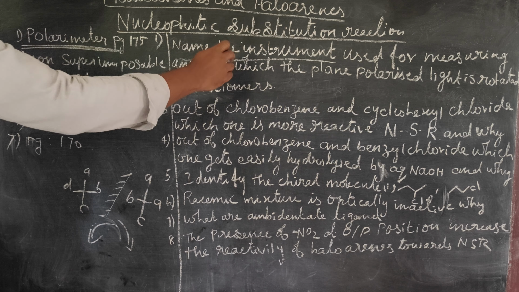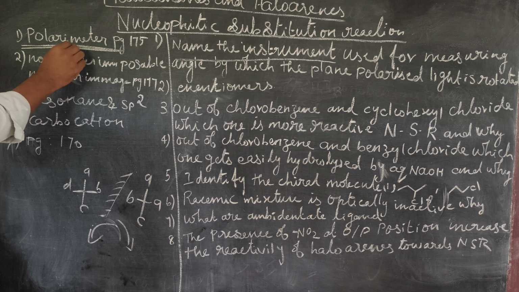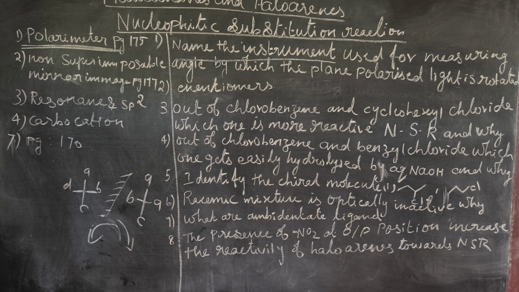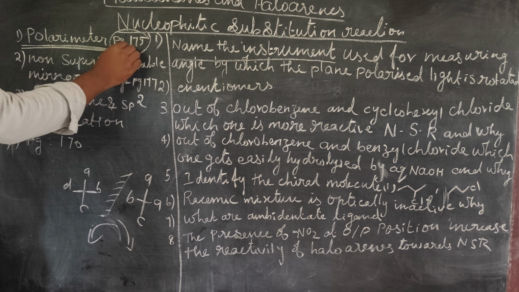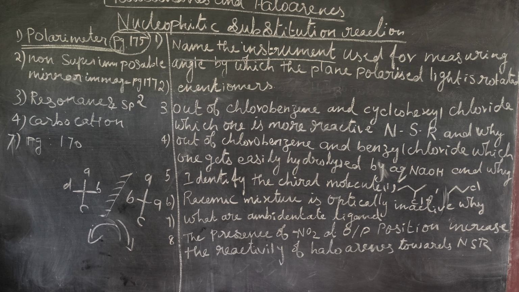Name the instrument used. That is a polarimeter. It is in page number 175, in the answer. Then the second question, enantiomers.